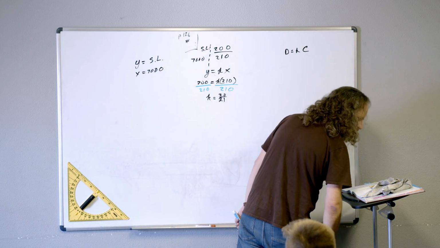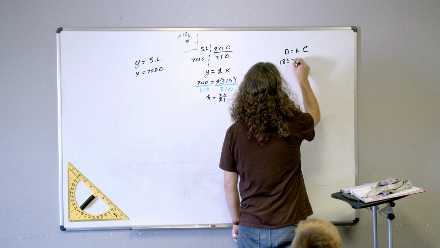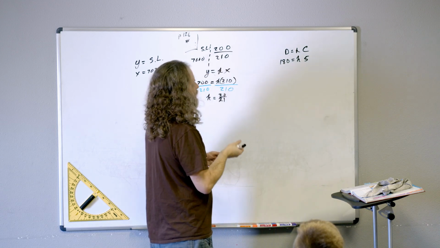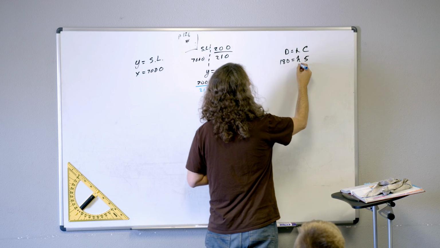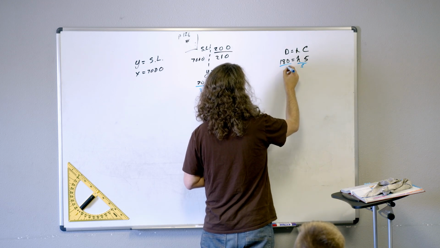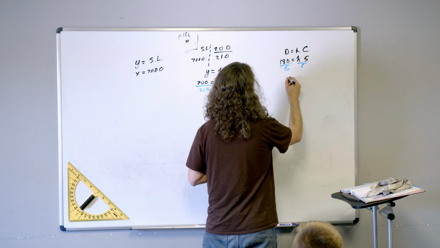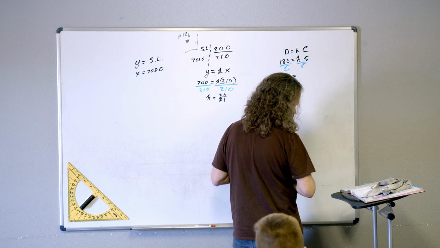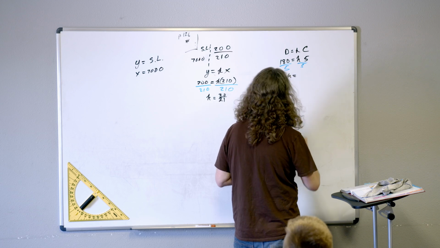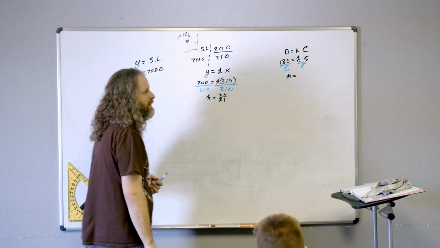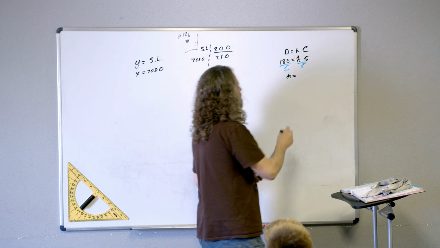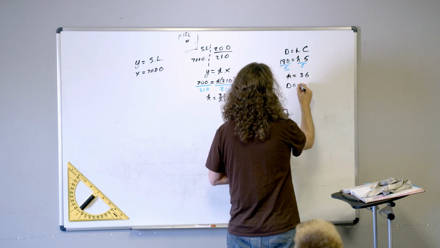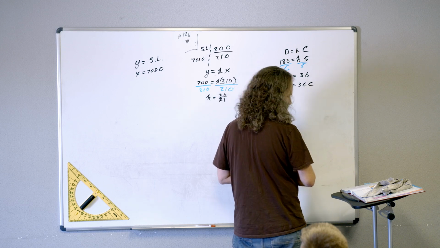Sure, 180 is fine. If we do 180 for the distance, what's the club? Five. So how do we figure this part out? Divide by five. So the constant of proportionality for this relationship, the clubs and the distance, is 36. So the distance equals 36 times the club at that place, right?